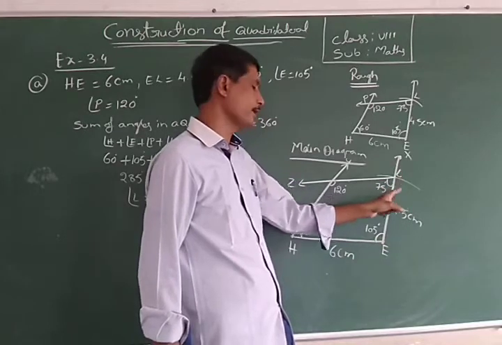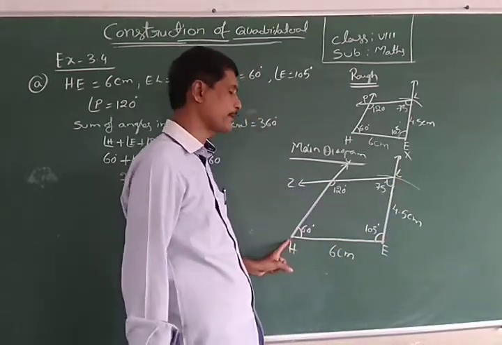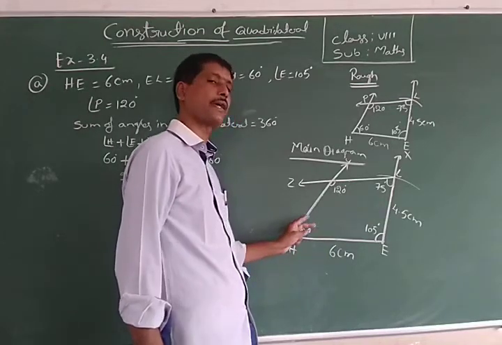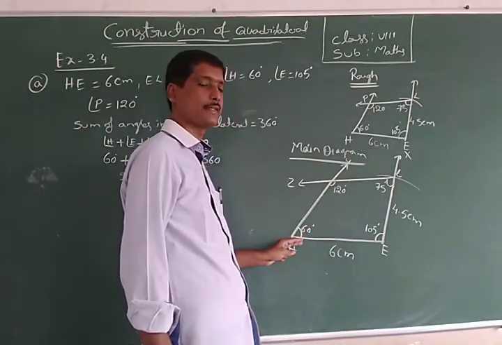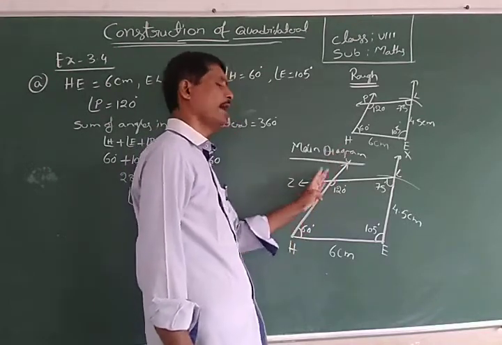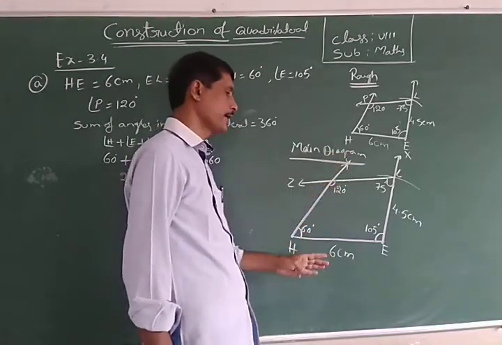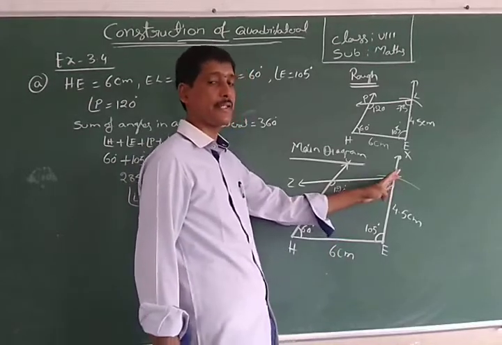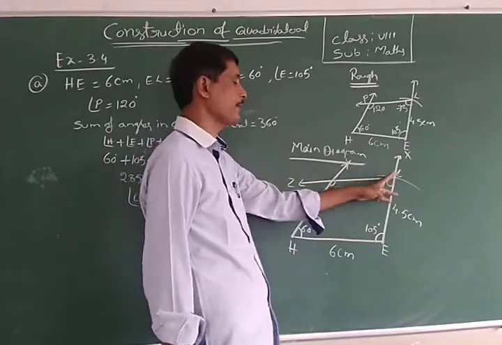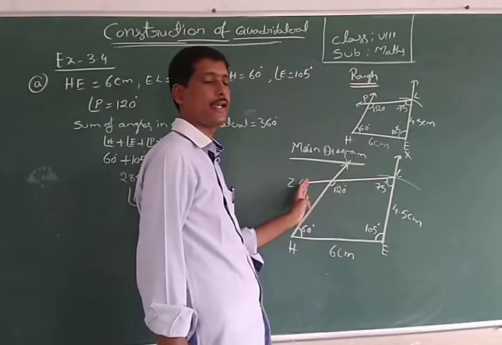The next step is to take H as the center, measure the angle 60 degrees. Therefore, draw a ray. That name is HY. Next, take L as the center, measure the angle 75 degrees.